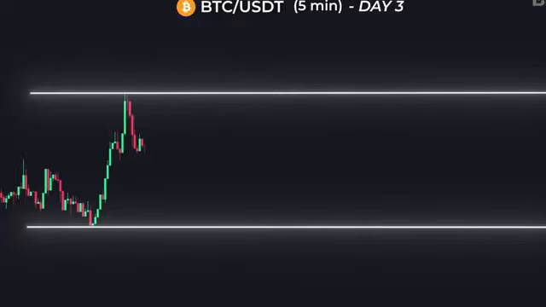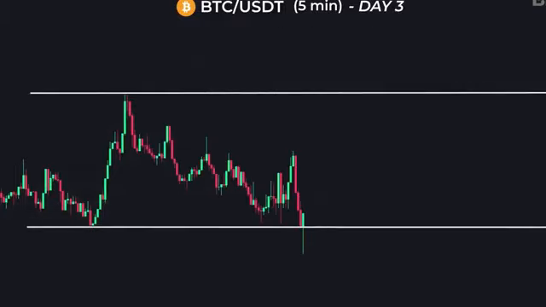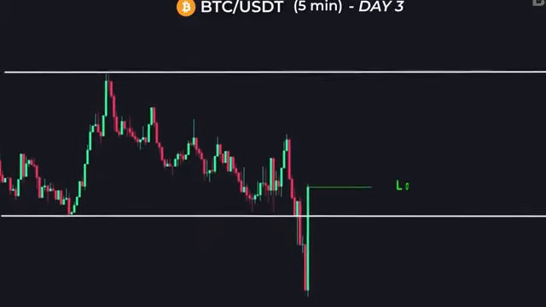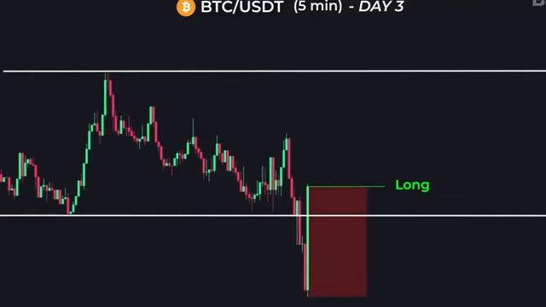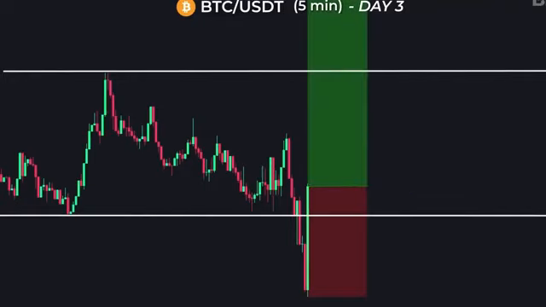Again, we have the 4-hour range marked. Price broke below and closed under the range low, but then came back inside. That gave us a long entry. Stop loss goes at the lows, take profit at 2 times risk. And here, the trade actually ended up being a loss. So this will be a 1R loss.